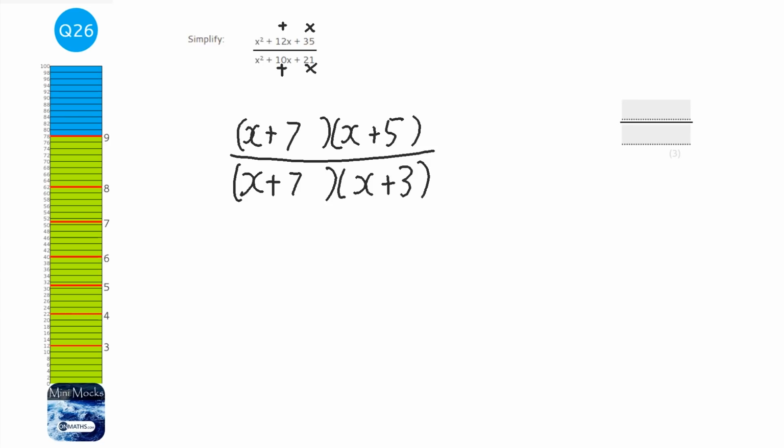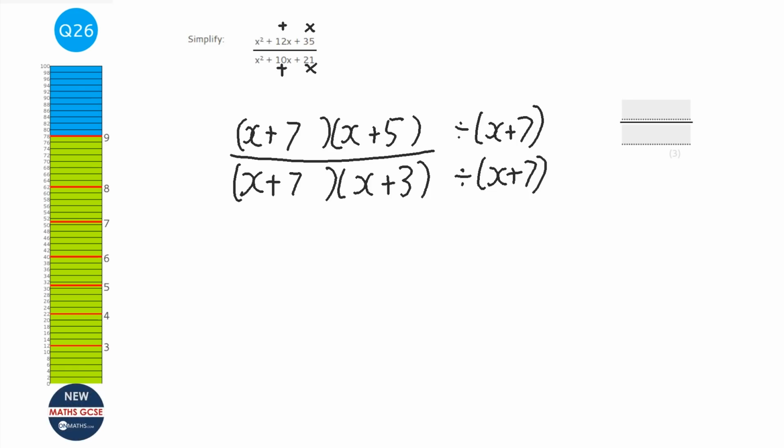And all you need to do is divide top and bottom by x plus 7. And what that does is just gets rid of that and gets rid of that. The fraction stayed the same, but now it's x plus 5 over x plus 3.